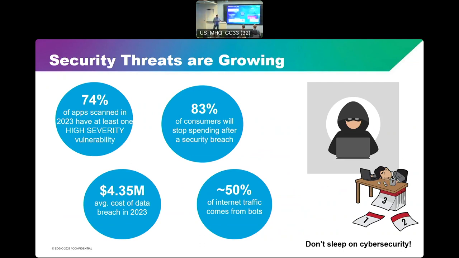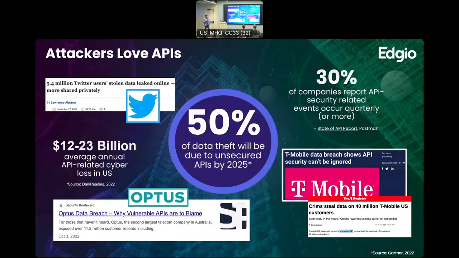All right. Some of the other things I want to tell you about security. API security is an element of this. By the year 2025, it's expected that 50% of data theft will be through unsecured APIs. On an average annual cycle, API-related loss is $12 to $23 billion. And there are some headlines here about major breaches that help illustrate why it's such a big deal and why we need to worry about this, not only as companies, but as product managers.